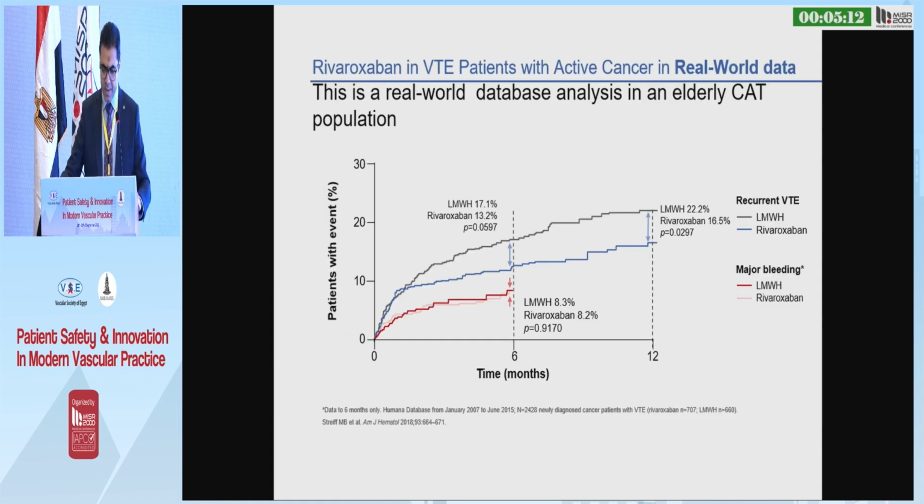This is a real-world database analysis of an elderly cancer-associated thrombosis population. We can find here the rate of recurrence was less with rivaroxaban and the rate of major bleeding was similar in both groups, those receiving low molecular weight heparin and those receiving rivaroxaban.